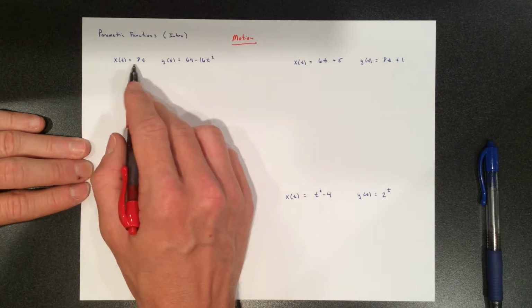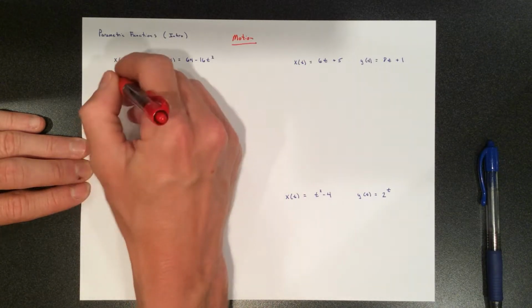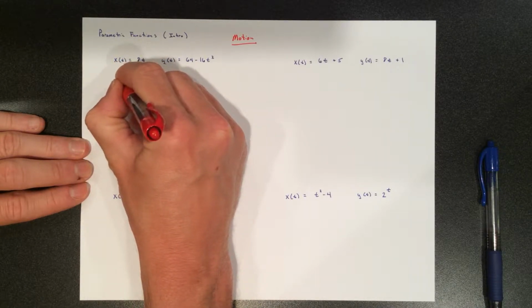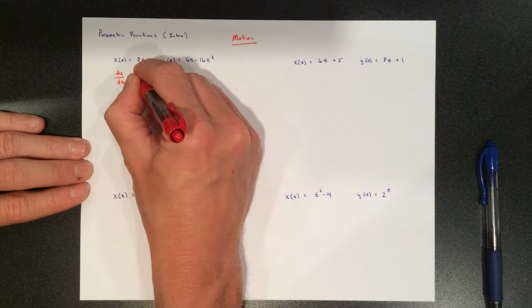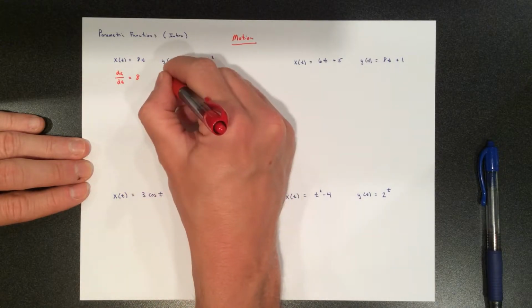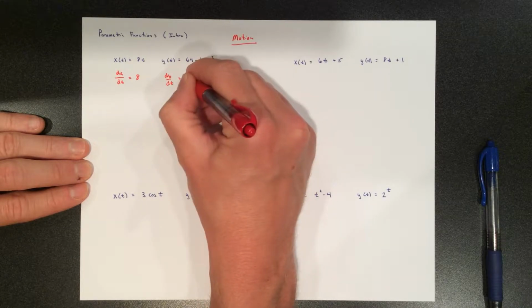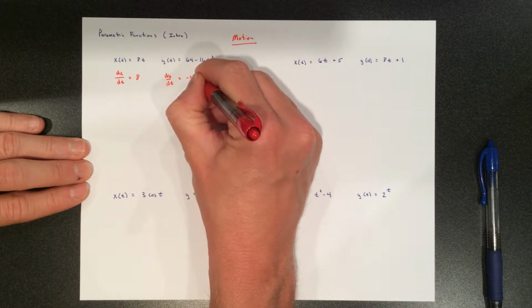So what are we doing horizontally? We're moving 8t. Well, what if I took a derivative and looked at dx/dt? The derivative of 8t is just 8. If I looked at dy/dt, that would just be negative 32t.